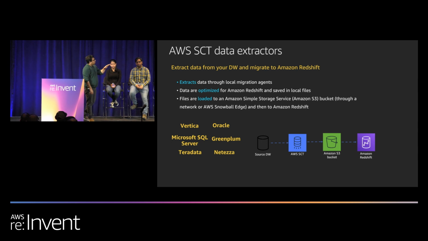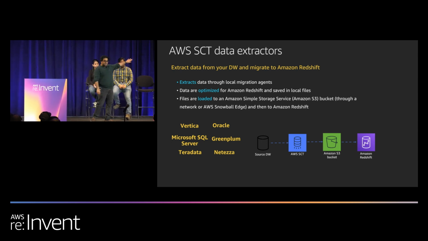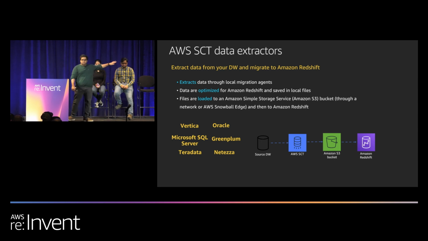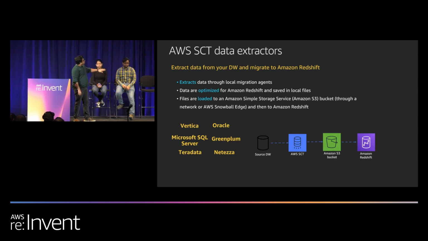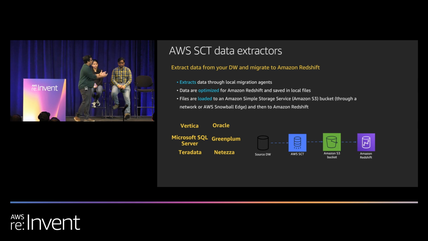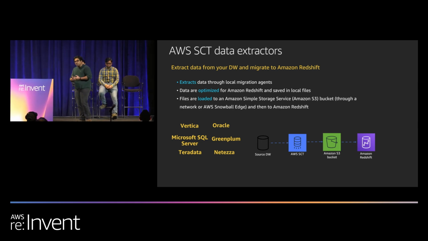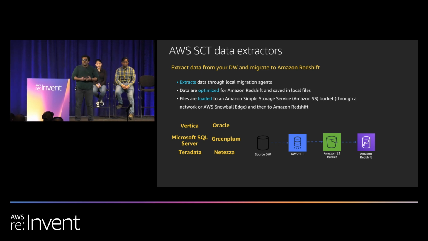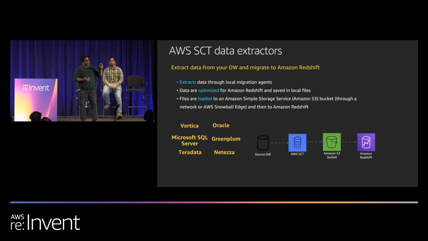And a quick check on the SCT data extractors. We support those 6 different on-premises data warehouses today with abilities to move into Amazon Redshift. And the data extractor agents, they optimize the entire flow. They unload data into comma-delimited CSV files on the instance the extractor agent is running. It compresses the file. It uploads it to Amazon S3 in a bucket, and then copies it all over to Amazon Redshift.